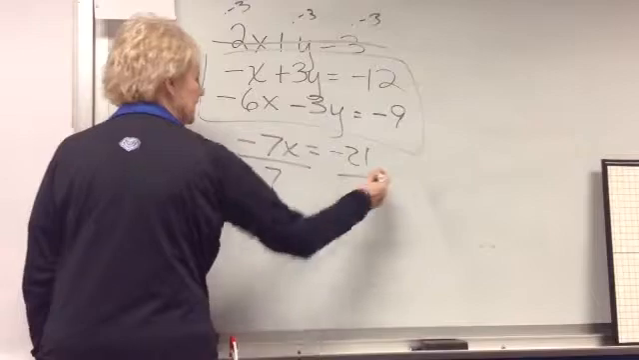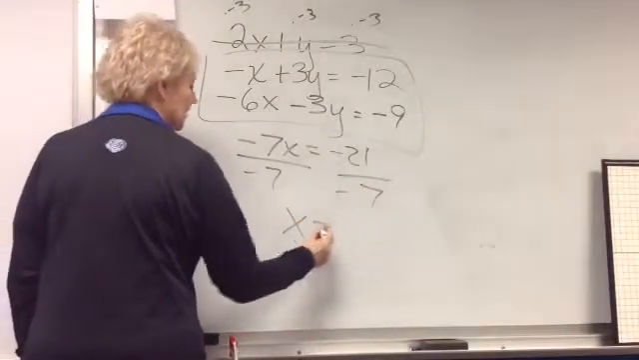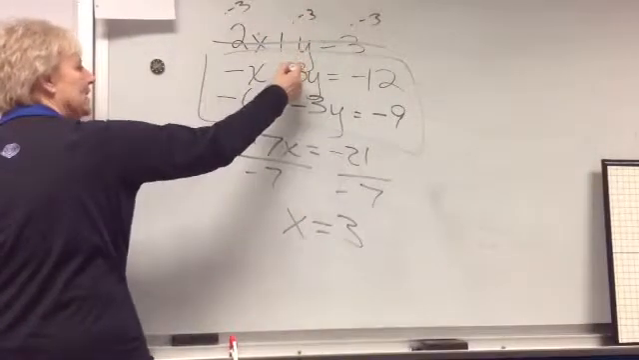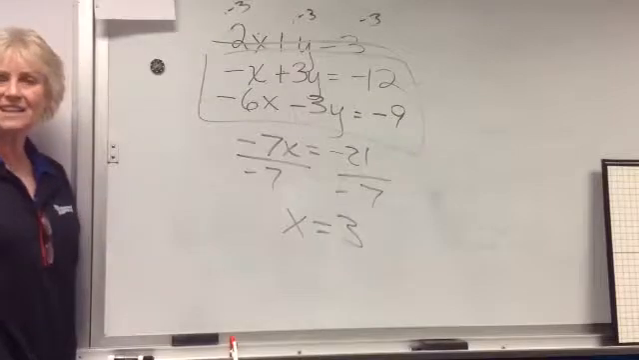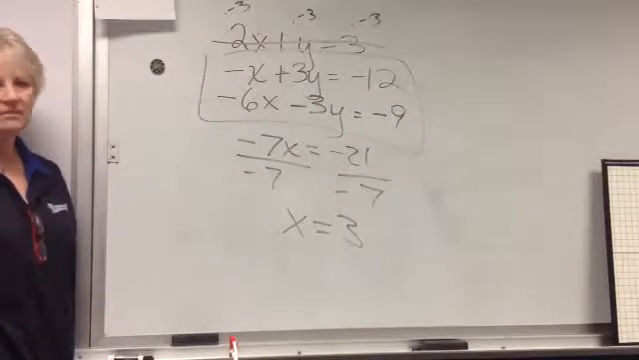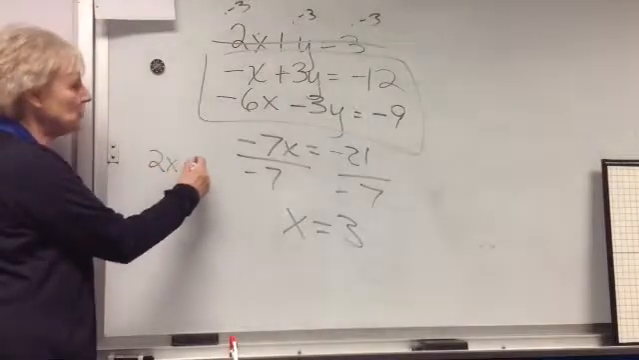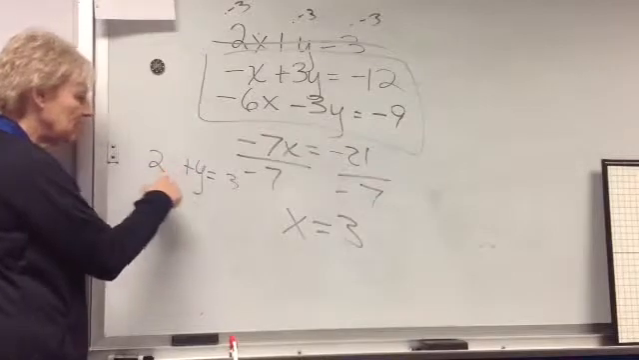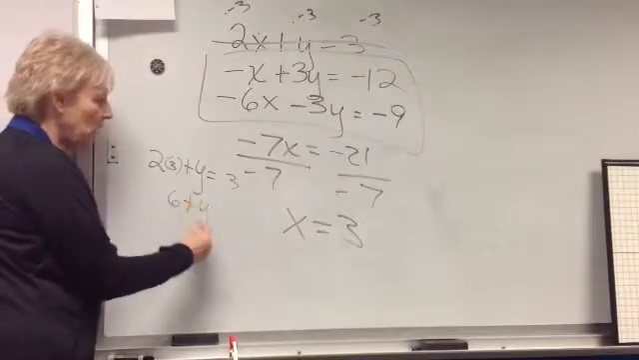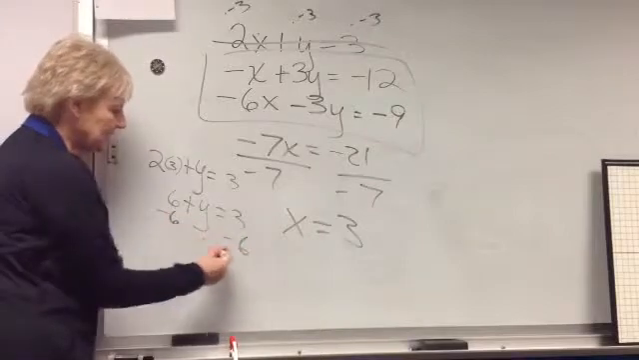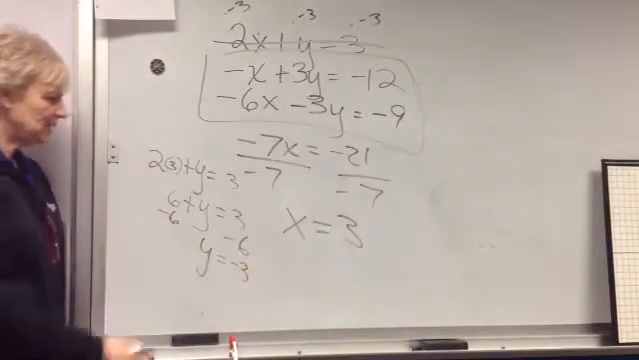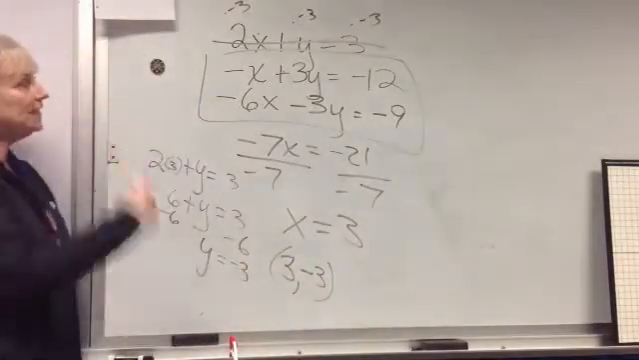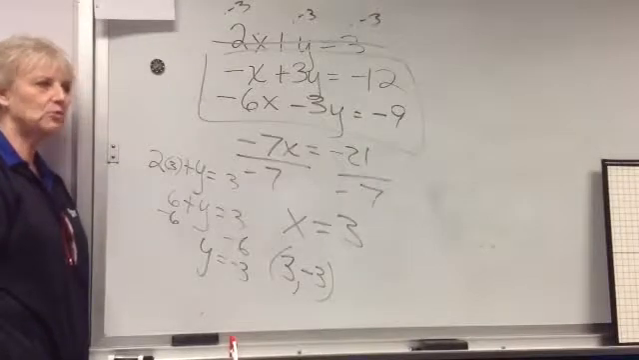Divide by negative 7, divide by negative 7, x is 3. Plug 3 back in here or here. I wouldn't plug it into the one you created in case you created it wrong. Okay? So 2x plus y equals 3. Plug this in for x. 6 plus y equals 3. Subtract 6. Y is negative 3. So our final answer, 3, negative 3. You plug it in, it's going to work for both of them. That's where they intersect.